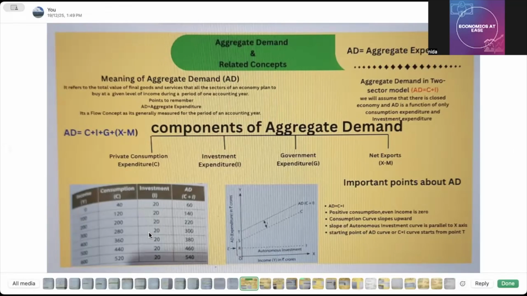With the help of the diagram, we can easily conclude these points. We are going to consider this table in the whole chapter, and its figures will not change. We are assuming income as 0, 100, 200 and so on, with a difference of 100, and consumption increases by 80, starting at 40 and adding 80 each time. Investment is constant, autonomous, at 20. To derive AD we add C plus I, consumption plus investment, and this is the whole diagram.